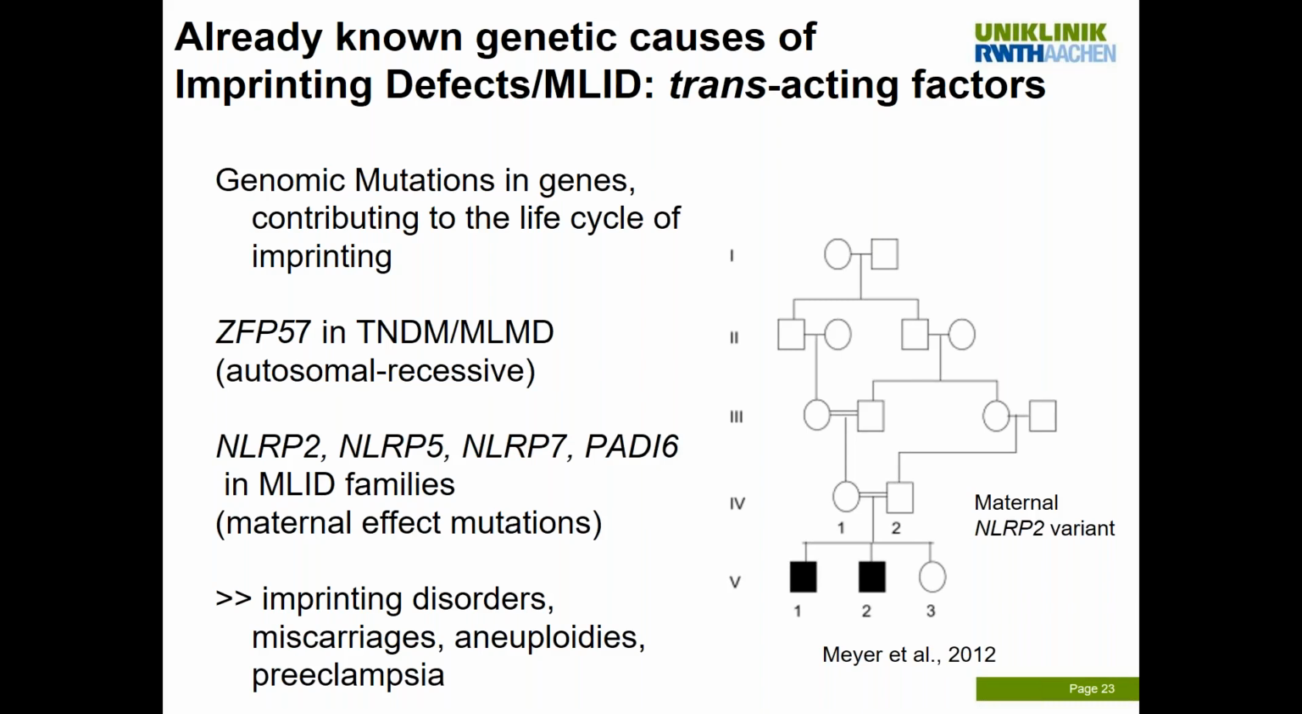And interestingly, mutations in these genes are not only associated with imprinting disorders, but also with miscarriages, aneuploidies, and preeclampsia. Therefore, in case you diagnose a child with an imprinting disorder, it would be reasonable to ask for the family history, and in case you hear something about miscarriages, aneuploidies, etc., then you might consider asking for NALP7, NALP2, NALP5, etc. testing.